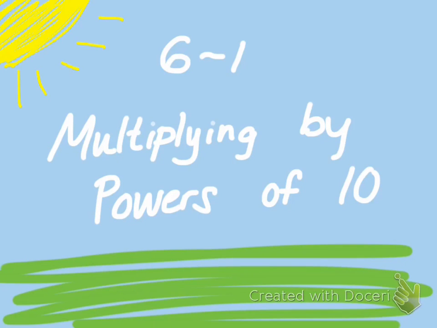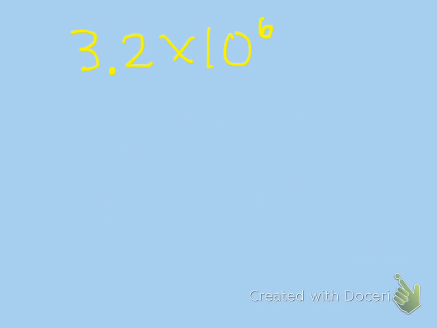Lesson 6-1 is about multiplying by powers of 10. Let's take a look at this example. 3 2/10 times 10 to the 6th power.